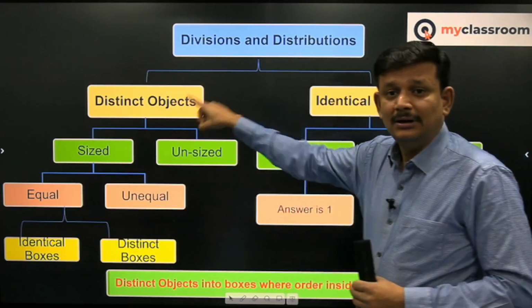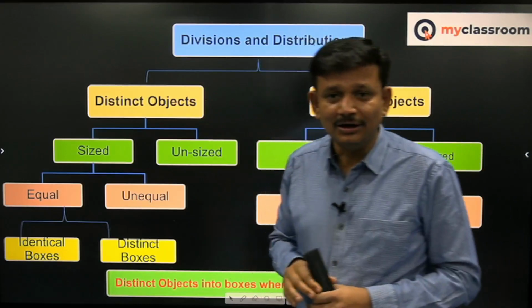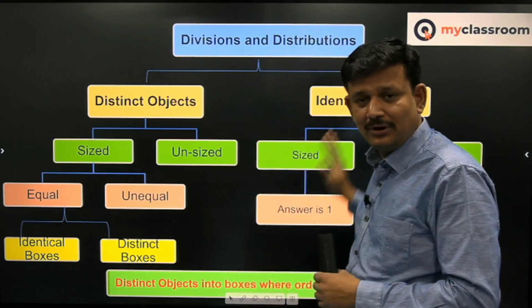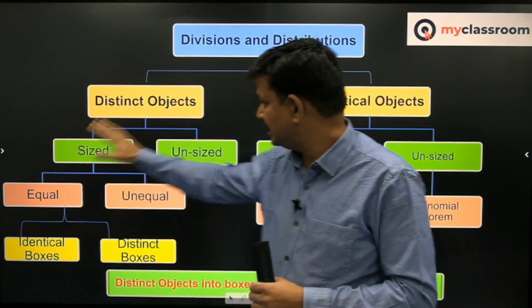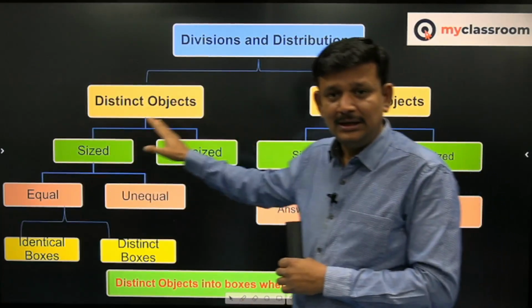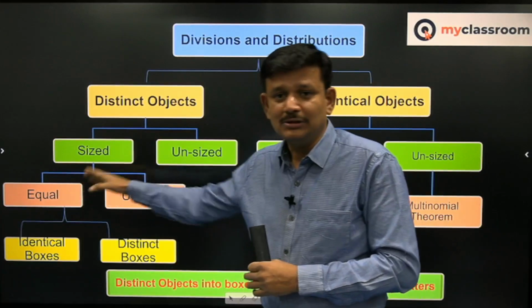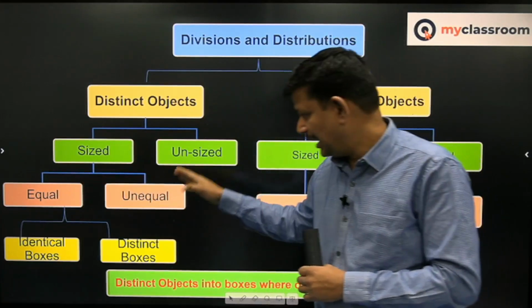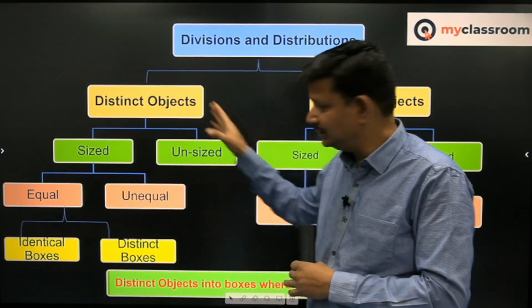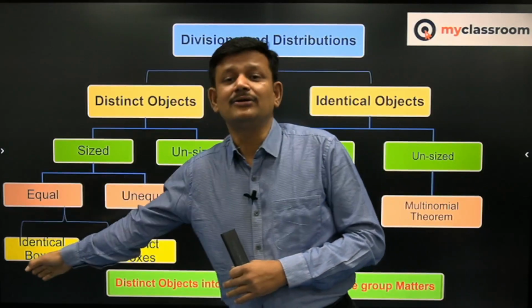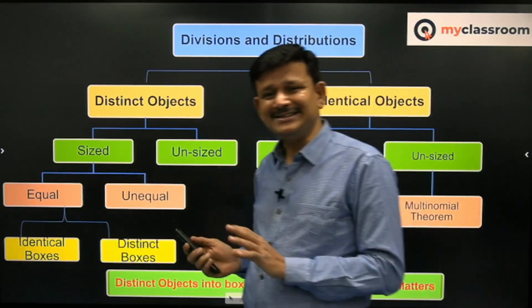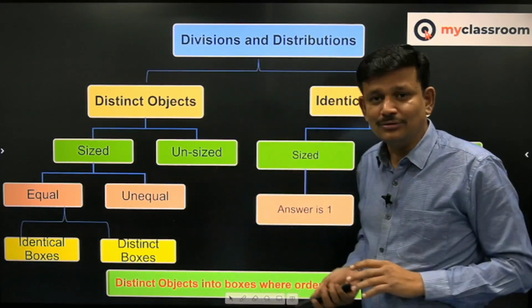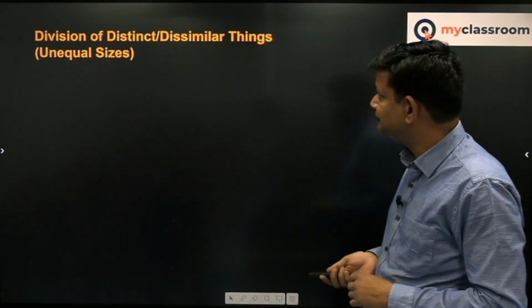So, distinct objects or identical objects. Identical objects will fall under the multinomial theorem. Distinct objects: whether the sizes are given or not given. If they are given, equal sizes or unequal sizes. Unequal sizes, happily you can do the question. Equal sizes, you have to again ask whether the boxes are identical or distinct. So, one by one we will go through each one of these question models.